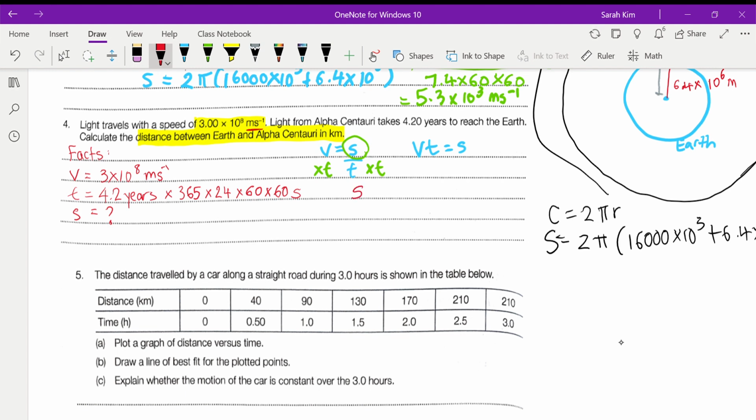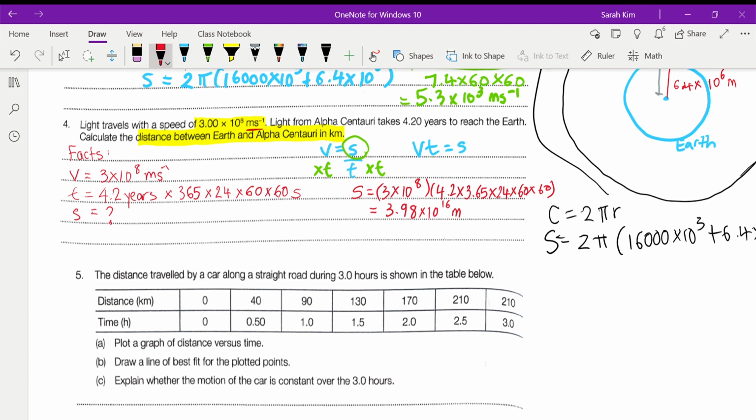My S equals VT, so my V is 3 times 10 to the 8, and my T is the number of seconds we just worked out. Alright, so that is what I've got so far. And hopefully, when you put that in the calculator, you can pause and have a go as well, you get 3.98 times 10 to the power of 16.